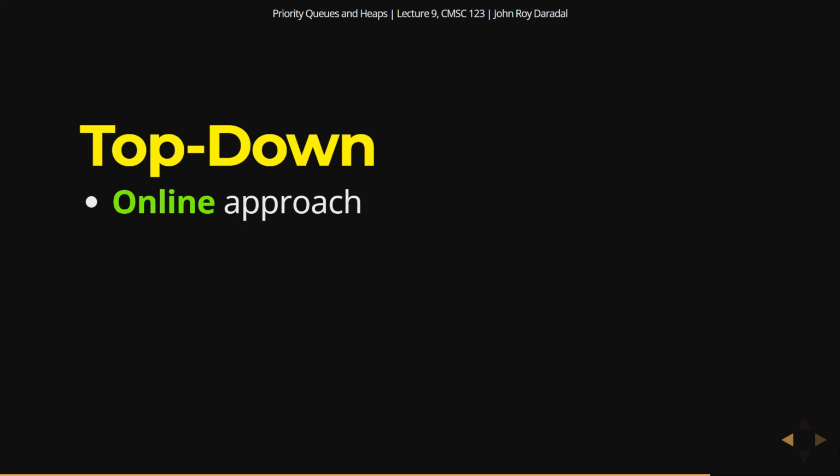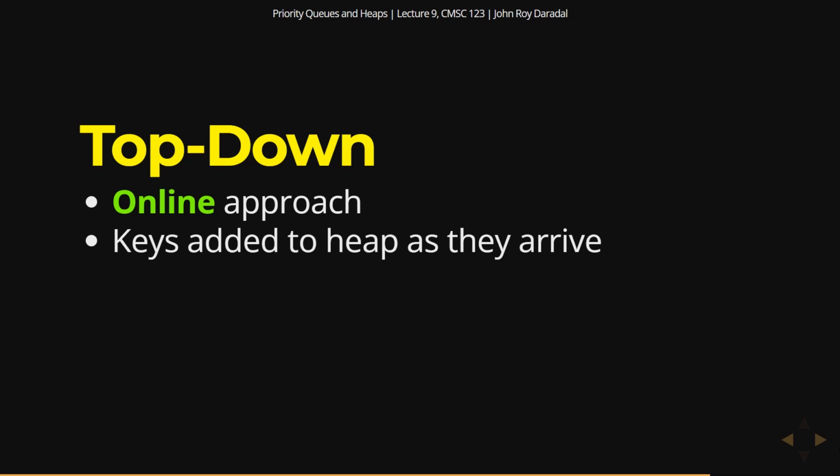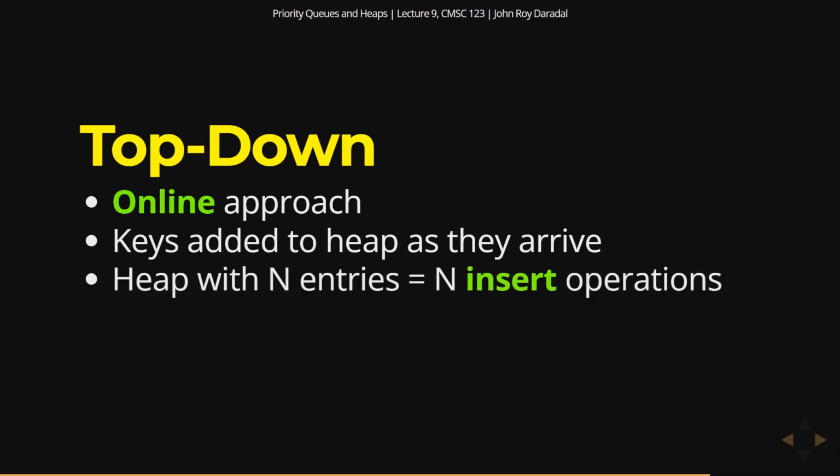The top-down approach is an online approach, and that means that the keys are added to the heap as they arrive. If it's online, that means that even if the application is already running, you can still add more keys to it, even after you have already built the initial heap. So you can still add more as they arrive. And if you have a heap with n entries, that amounts to n insert operations because you add each entry each time.